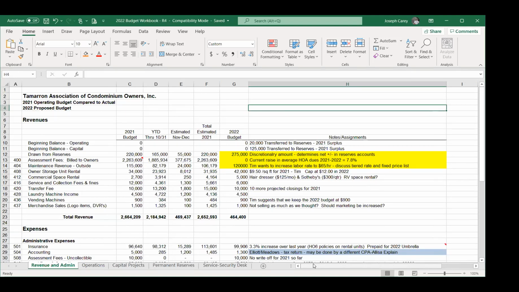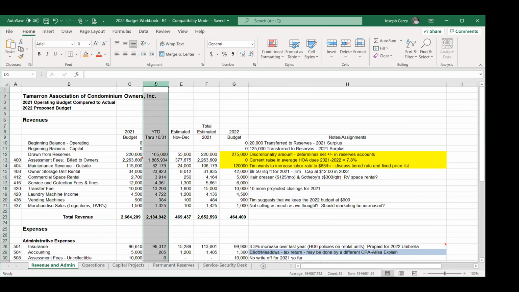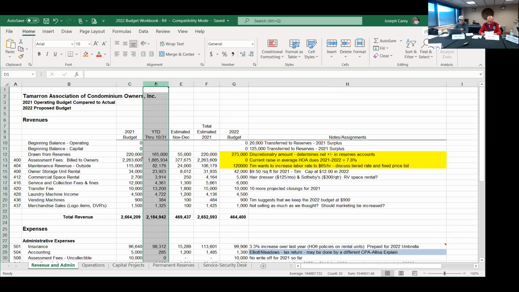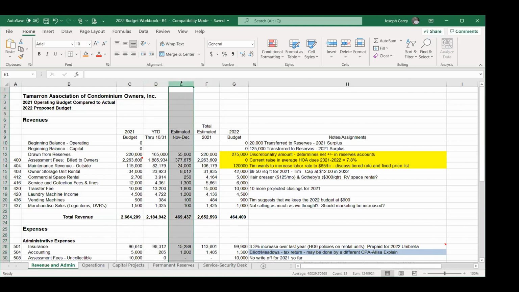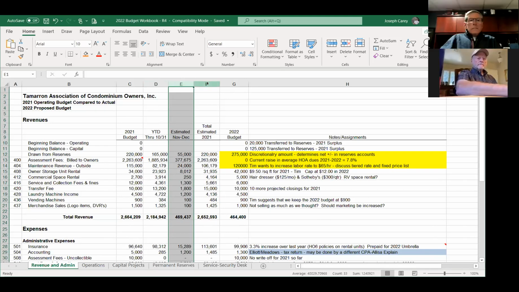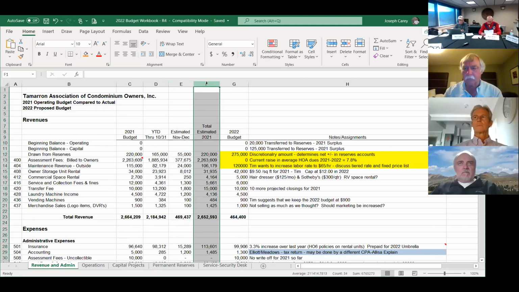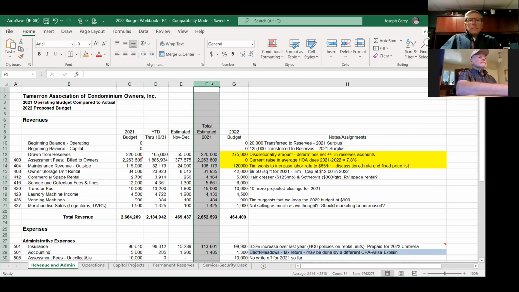column C, is this current year's budget as was developed last year at this time. Column D is what we've spent on each line item in that budget year to date, through October 31st. Then column E is our best guess of what we'll spend in November and December to finish out the year. And then the total of columns D and E is here in column F.